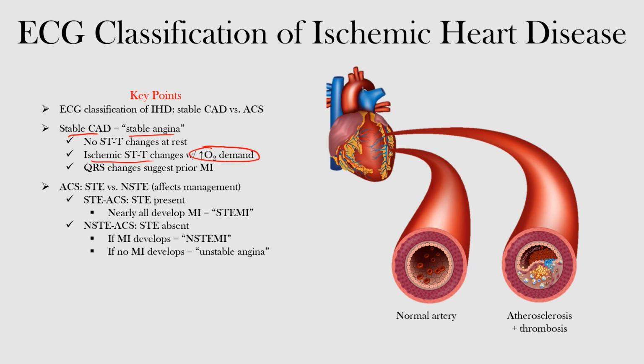Now, if there are QRS changes present, such as pathological Q waves, fragmented QRS complexes, or a reduction in R wave amplitude, these likely suggest prior infarction. And we'll talk about these QRS changes and how they resemble a prior MI in future lectures. Okay, so that is stable coronary artery disease.